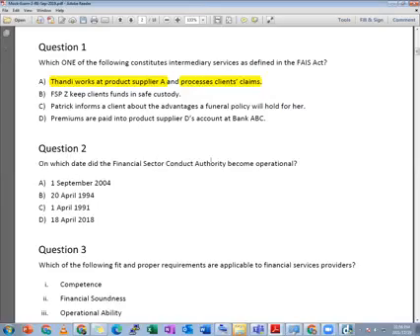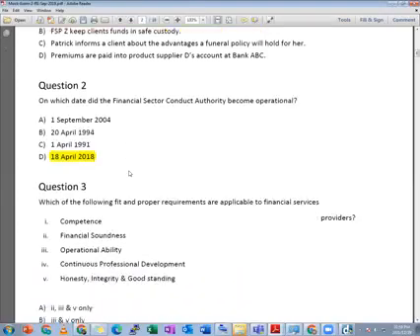Question 2 is one of those questions that just needs general knowledge. We know that the Financial Sector Conduct Authority became effective in 2018, guys. We did that in the introduction where I introduced the twin peaks to you. So this one is a very simple one. Let's continue to question 3.